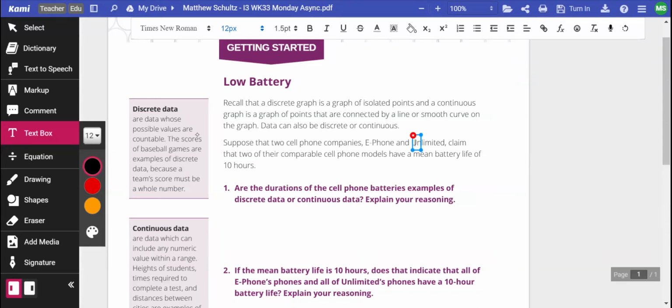Alright guys, so we're doing the getting started of our new unit. Recall that a discrete graph is graphed in isolated points and a continuous graph is graphed in points that are connected by a line or smooth curve in the graph. Data can also be discrete or continuous.